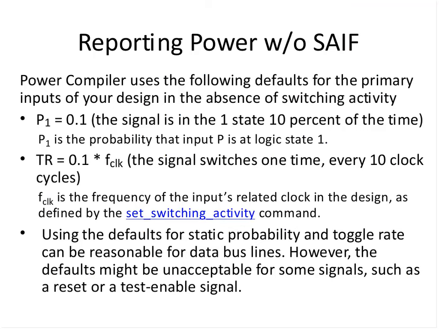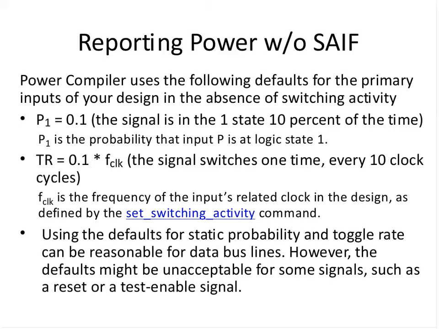Power compiler needs to only know how the inputs are switching. From each of those inputs it can know how all the internal nodes are switching. So it uses something called P1. It assumes it's 0.1. What it means is that for each of the inputs, it will assume that the input stays at 1 only for 10% of the time.